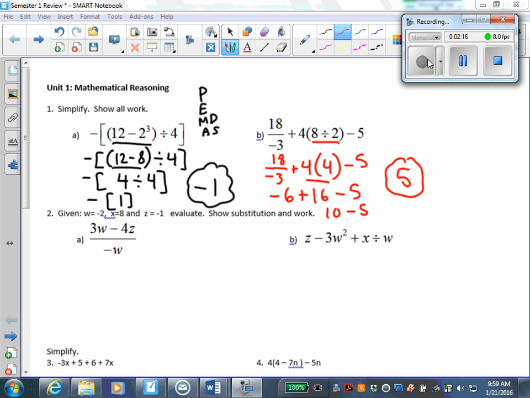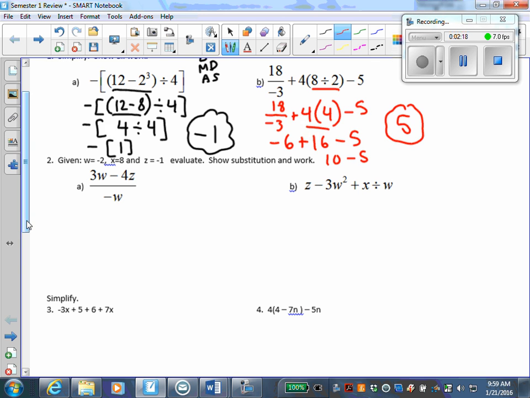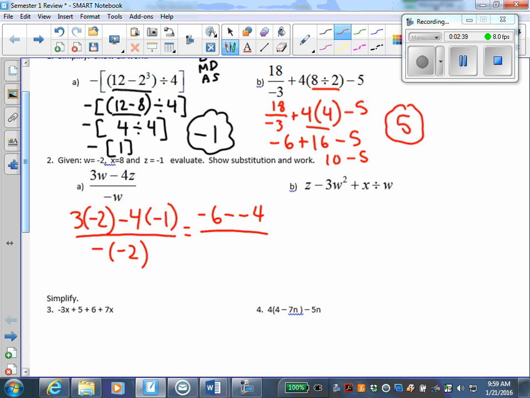Number 2, given w equals negative 2, x equals 8, and z equals negative 1, evaluate. So I'm going to plug in these numbers. It's going to be 3 times negative 2 minus 4 times negative 1 all over negative w, which is negative negative 2. Don't forget the extra negative on the bottom. Okay, 3 times negative 2 is negative 6 minus 4 times negative 1 is negative 4 over negative negative 2 means the opposite of negative 2 is positive 2. This becomes negative 6 plus 4 over 2, which is negative 2 over 2, which equals negative 1.